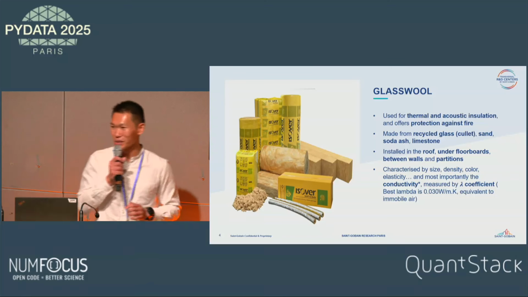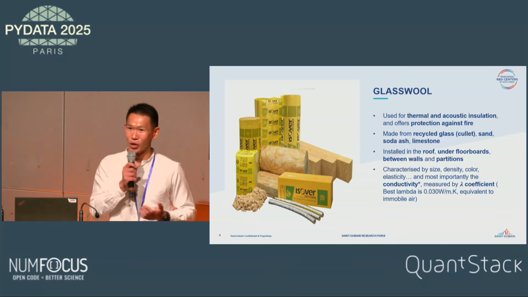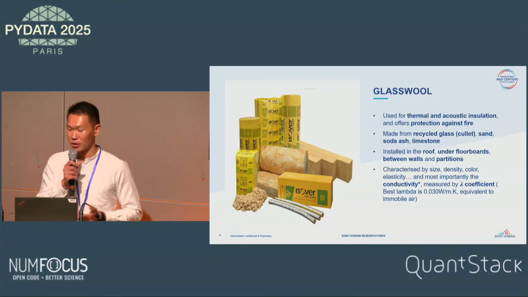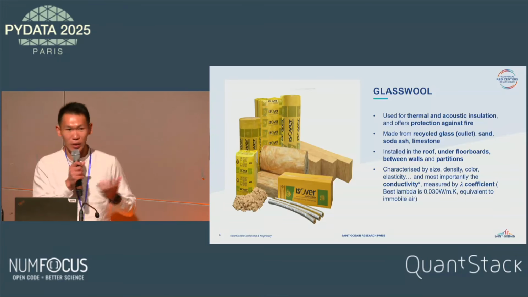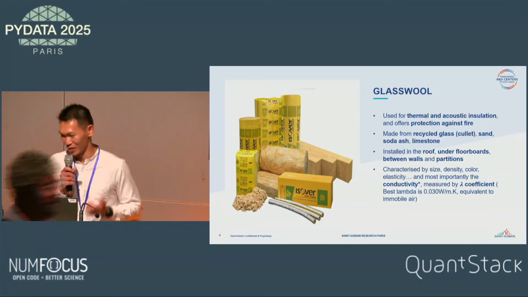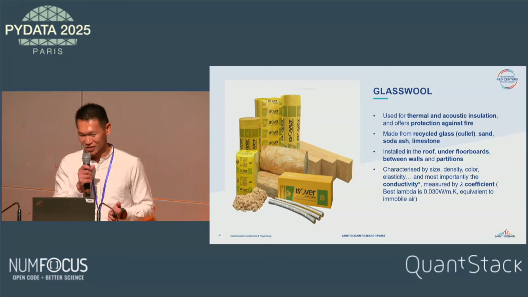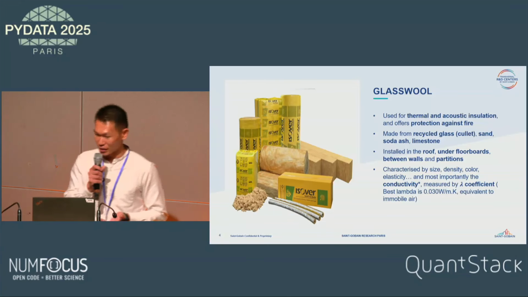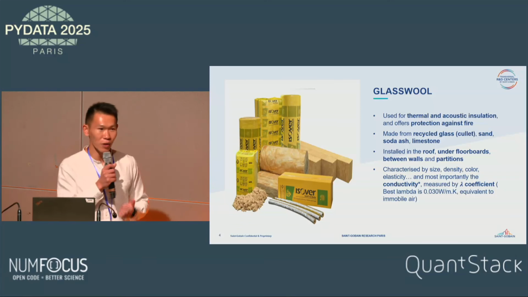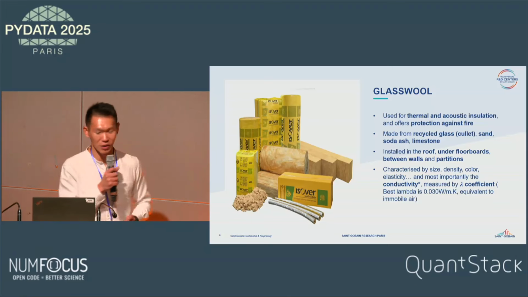So, what is Glasswool? First of all, Saint-Gobain is a construction material company, and we make a product called Glasswool under the brand name Isover. So Glasswool is a superstar when it comes to thermal and acoustic insulation, and a hero for fire protection. It is made from recycled glass that we call cullet, sand, soda ash, and limestone. You can find it everywhere, in the roof, under floorboards, between walls and partitions.